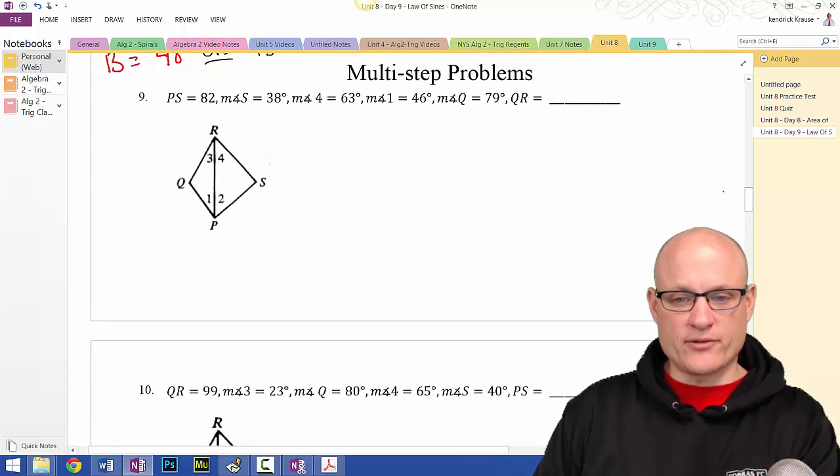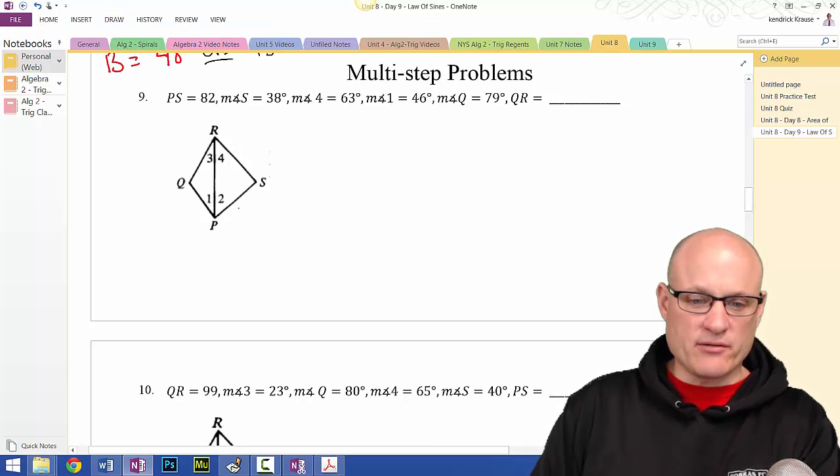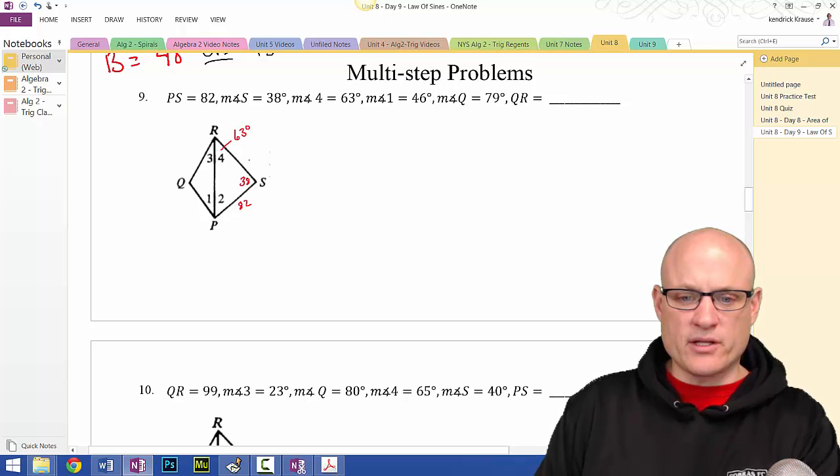All right, let's work on this. This is called a multi-step problem, and you'll see why in a second. I'm going to draw in red. I was given that PS is 82. I was given that angle S is 38. I was given that angle 4 is 63 degrees. And I was given that angle 1 is 46 degrees, and angle Q is 79 degrees.